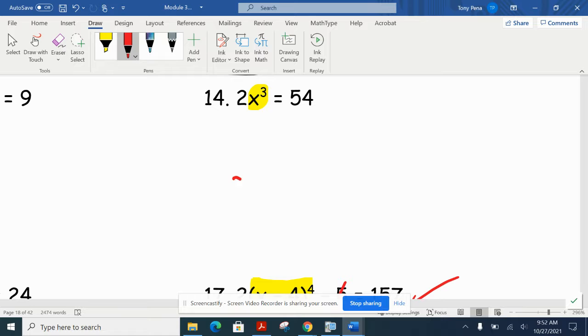So again, don't overthink it. If I just gave you this, wouldn't we all know that we have to divide by 2 right there? It's the same thing with this. Since this is a product, we want to divide this by a 2. So do that. So those are going to cancel. We get x cubed equals 27.